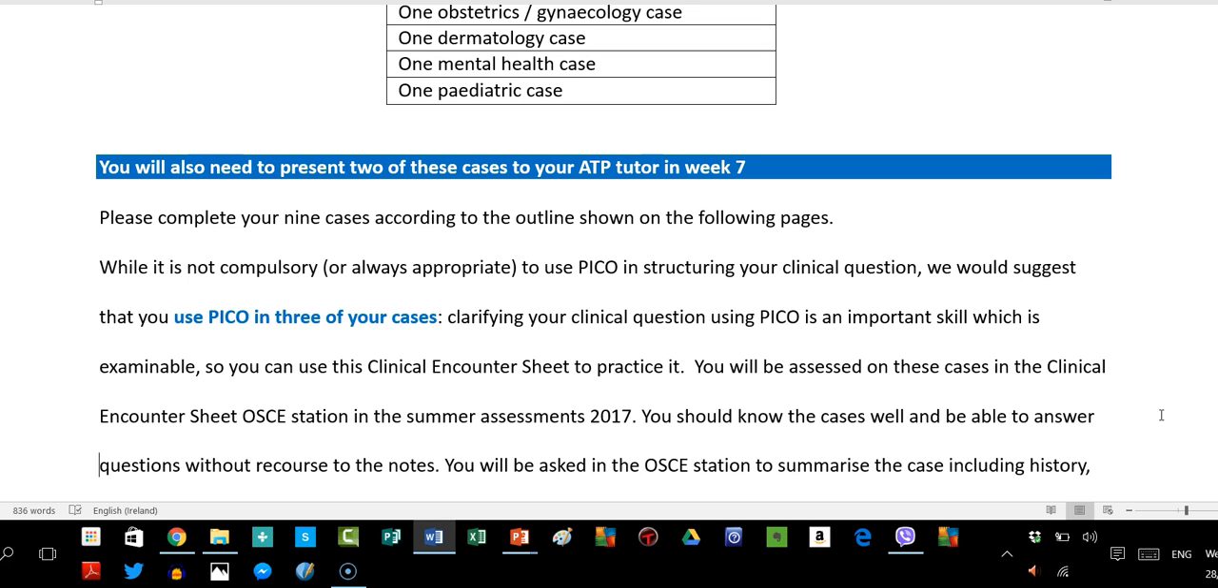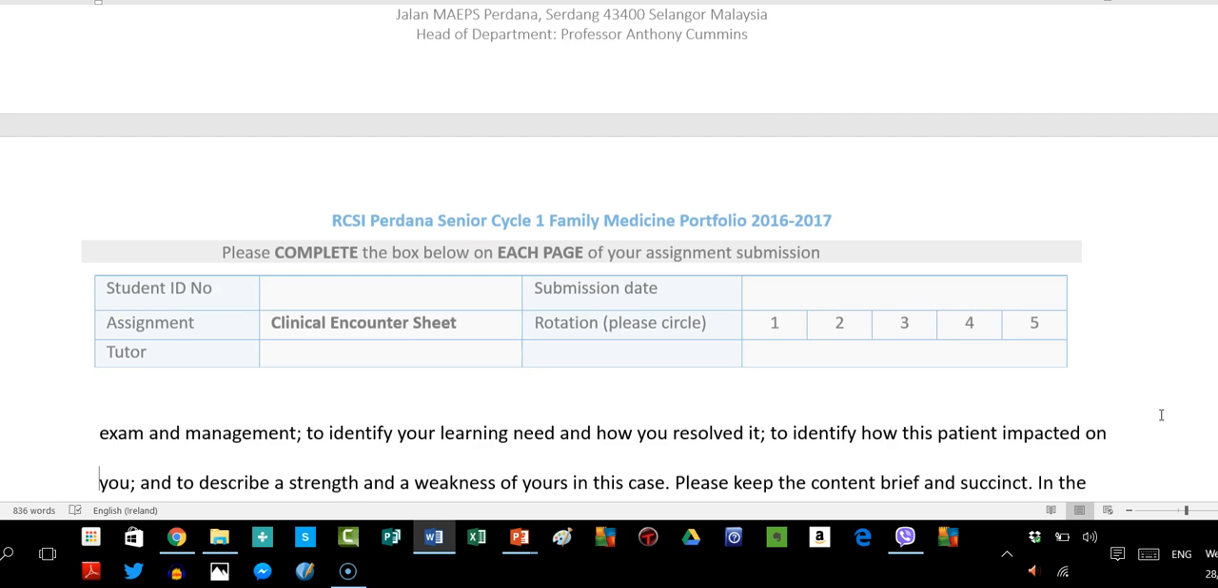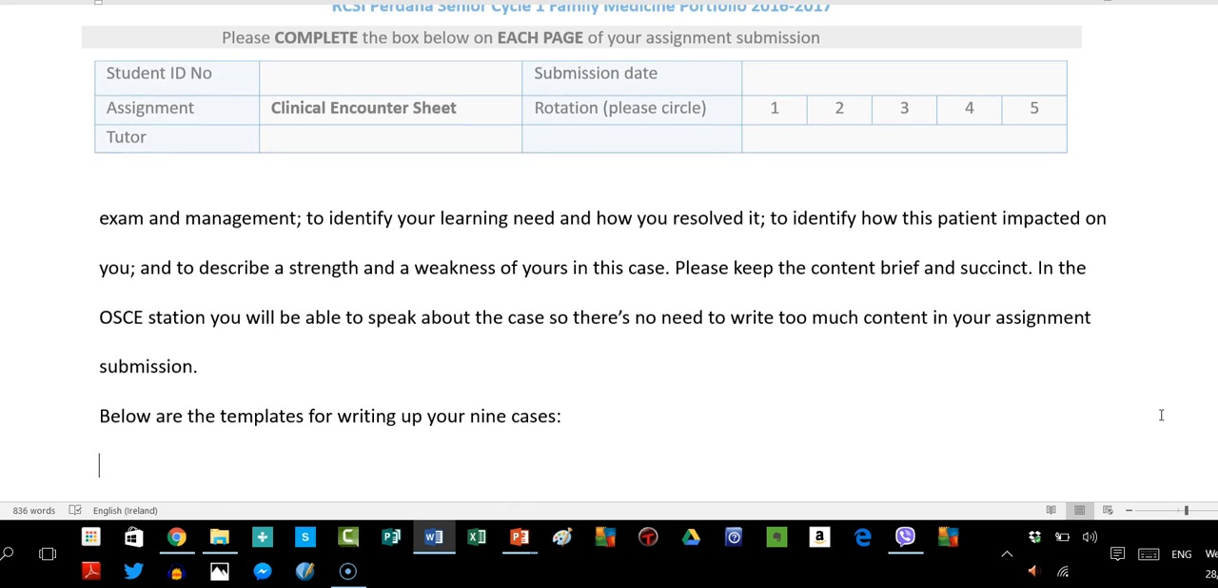In the OSCE station, you'll be asked to summarize the case, including the following: the history, the examination where appropriate, and the management. You'll be asked to identify your learning need and how you resolved that. You'll be asked to identify how this patient impacted on you and to describe a strength and a weakness of yours in this case. Please keep the content brief and succinct. In the OSCE station, you will be able to speak about the case, so there's no need to write too much content in your assignment submission.